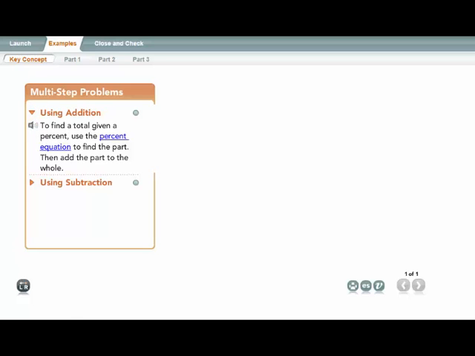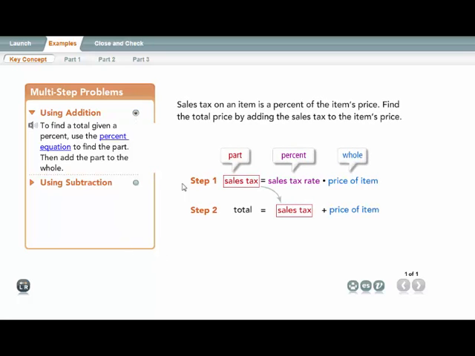To find a total, given a percent, use the percent equation to find the part. Then add the part to the whole. So sales tax on an item is a percent of the item's price. Find the total price by adding the sales tax to the item's price.